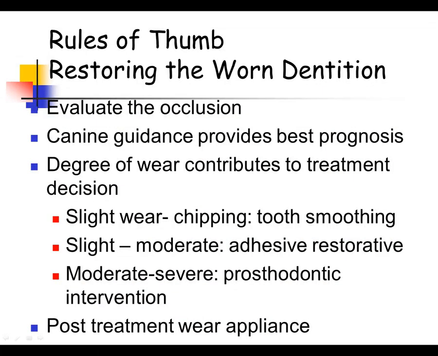And so the rules of thumb when restoring the worn dentition: evaluate the occlusion. Canine guidance provides the best prognosis. The degree of wear contributes to the treatment decision. Slight wear and chipping with only enamel is tooth smoothing. Slight to moderate wear where we're into the dentin is an adhesive restorative material. And moderate to severe wear requires prosthodontic intervention. And at the completion of treatment, consider a post-treatment occlusal appliance.